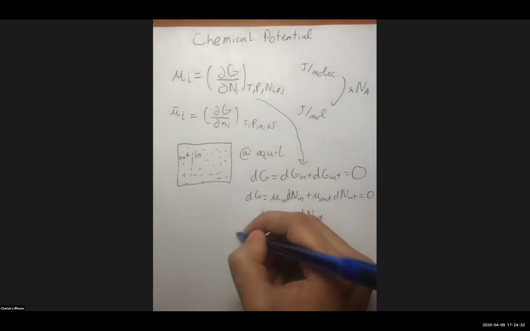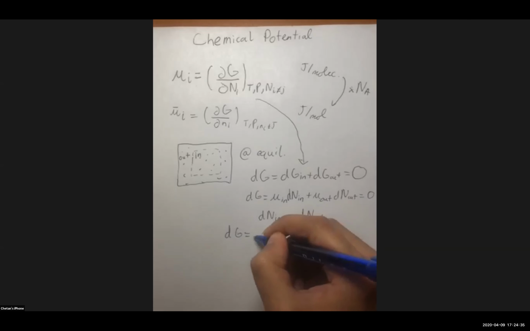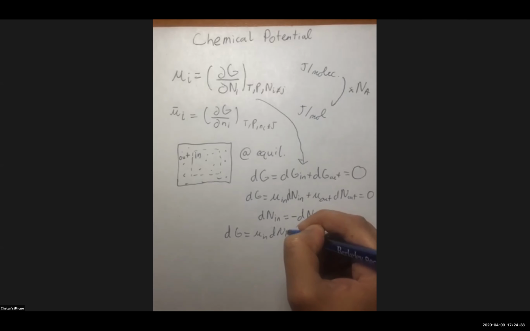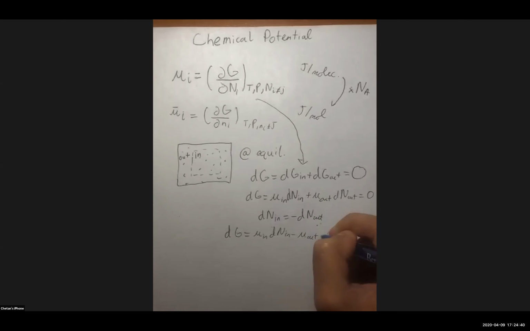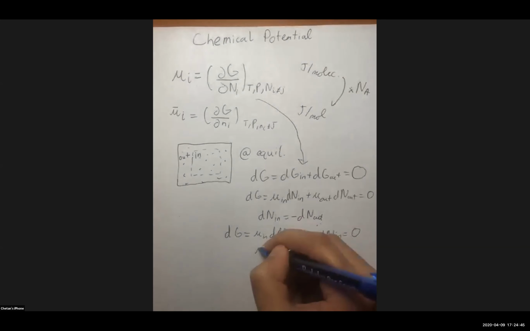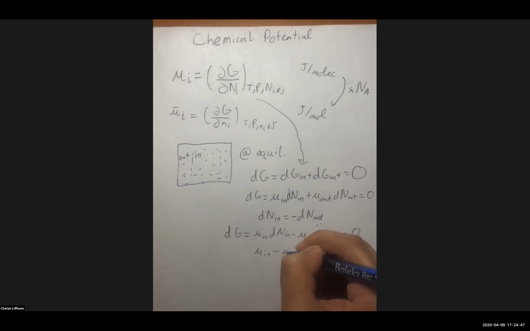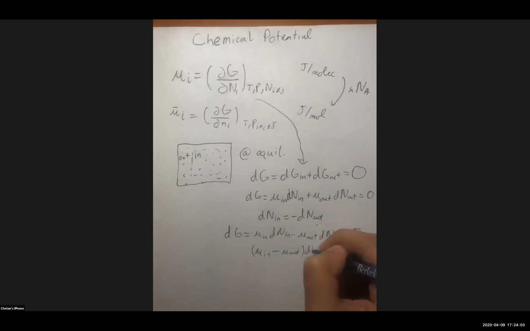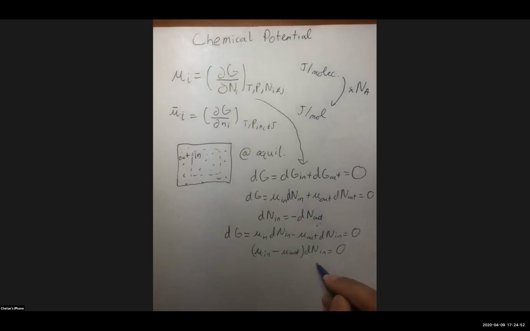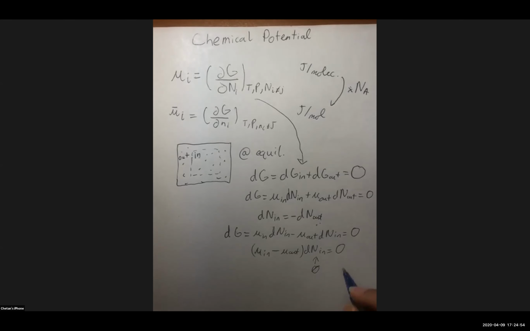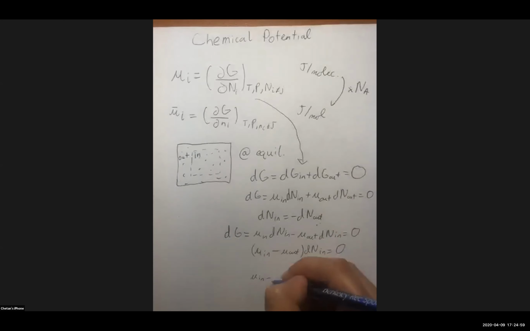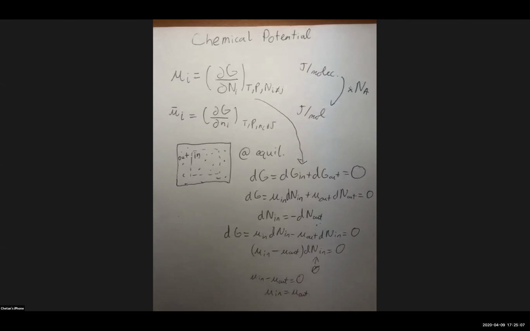If we were to plug this in, we now get mu in dn in, minus mu out, negative sign, dn in again, equals 0. Let's factor this: (mu in minus mu out) dn in is equal to 0. We know dn in cannot be equal to 0 because we need a finite number of molecules. So our quantity here must equal 0. So we know at equilibrium, mu in must equal mu out.